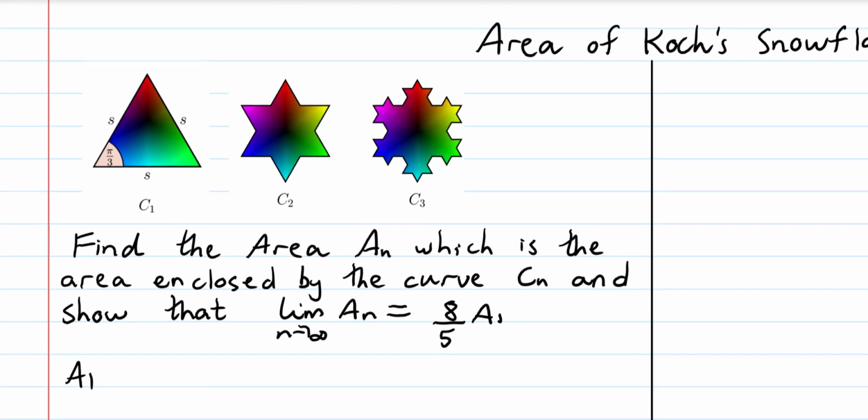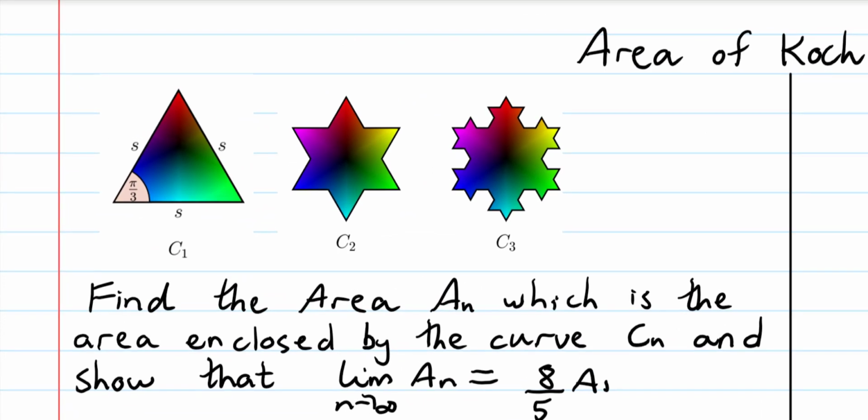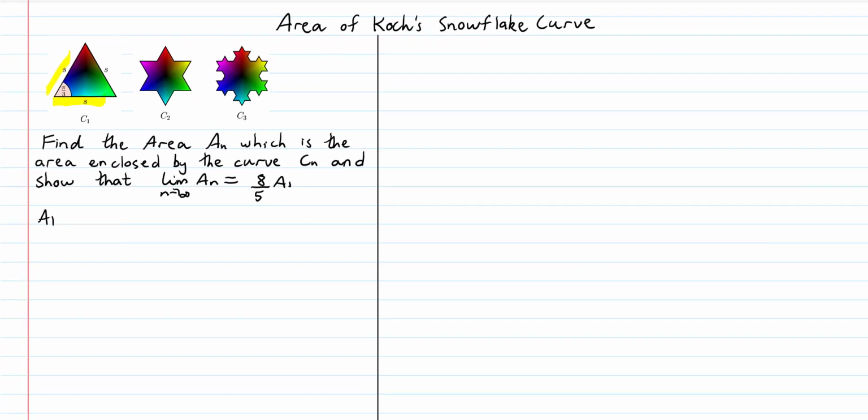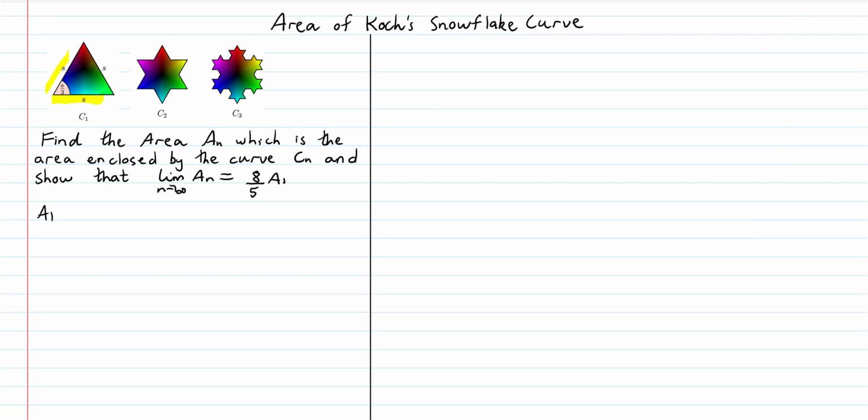If we look at our curve C_1, that's the equilateral triangle that we started with. So we've got side lengths s, and we know that in an equilateral triangle all the angles are π/3 radians or 60 degrees. So we know two sides of the triangle and the angle between them, so we can work out its area by using this fact here, which I'll write up at the top right corner of the screen.